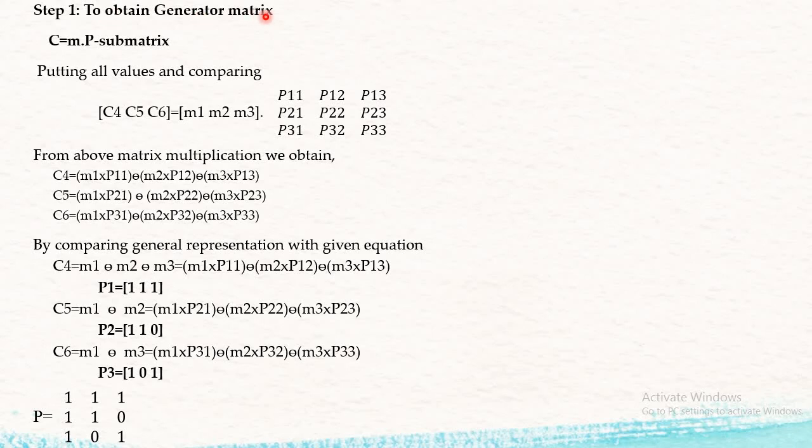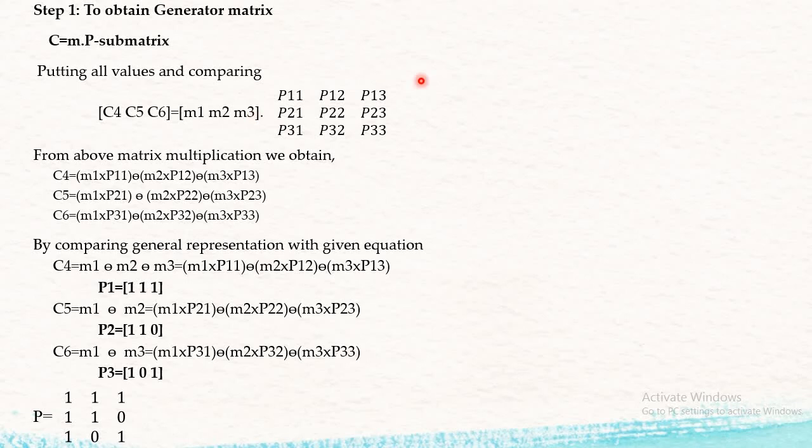To obtain the generator matrix, the first step is to obtain the P submatrix. Here C is equal to M into P submatrix. So we put in the values: C is equal to C4, C5, C6 and your message bits are given as M1, M2, M3. Here they have directly given us the final equation, but we have to find out the value of the P submatrix.